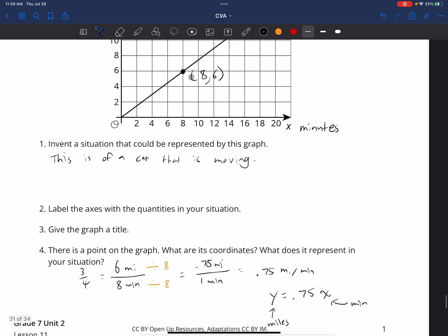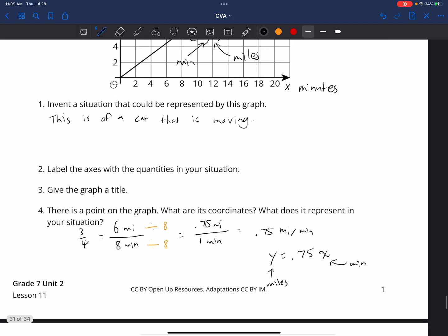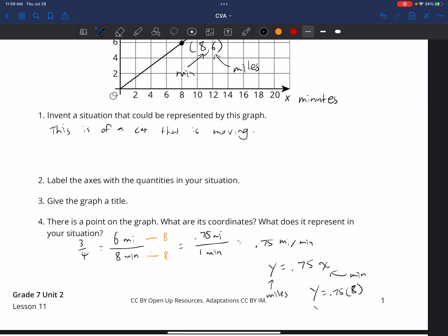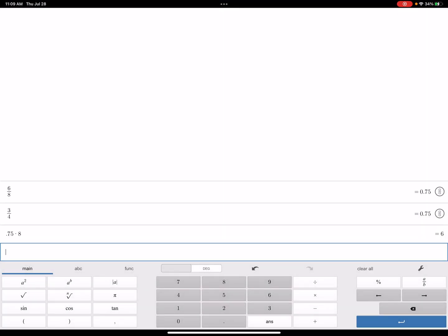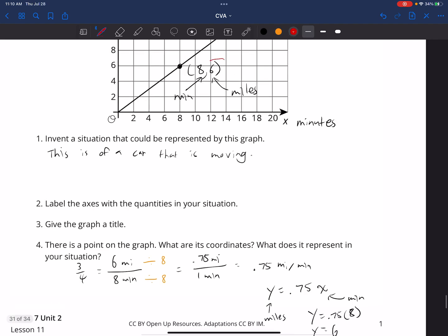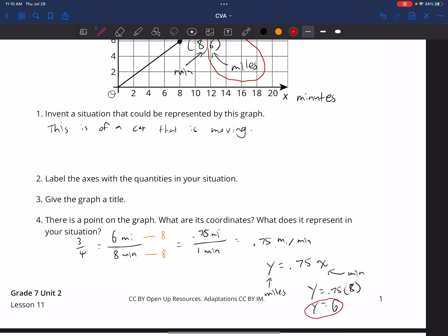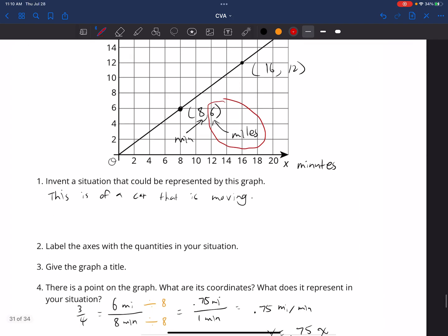I'm going to check it. So 8 is my minutes, right? So 8 is my x coordinate, and 6 is my miles. Okay. So I'm going to put 8 into my x, and let's see if we get 6. So y is equal to 0.75 times 8, and voila, I get 6. And is that correct? Absolutely. You see the 6 right there, and you see the 6 right there, and this y represents miles, and this y coordinate represents miles. So therefore, this is correct.